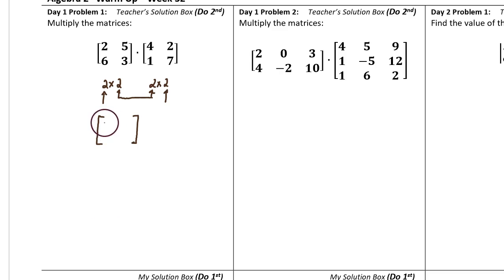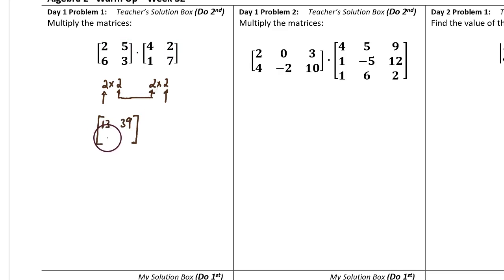To figure out the entry in row 1, column 1, we're going to use row 1 and column 1. 2 times 4 is 8, and then add 5 times 1. That makes 13. To figure out this entry, which is in row 1, column 2 of our answer, we're going to use row 1 and multiply it to column 2. 2 times 2 is 4, plus 5 times 7, which is 35. That makes 39.